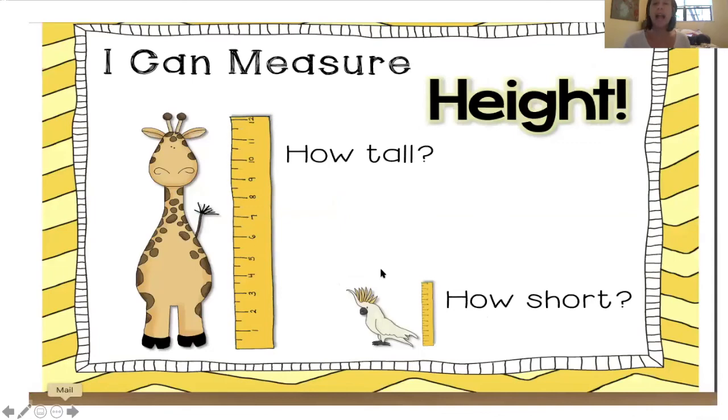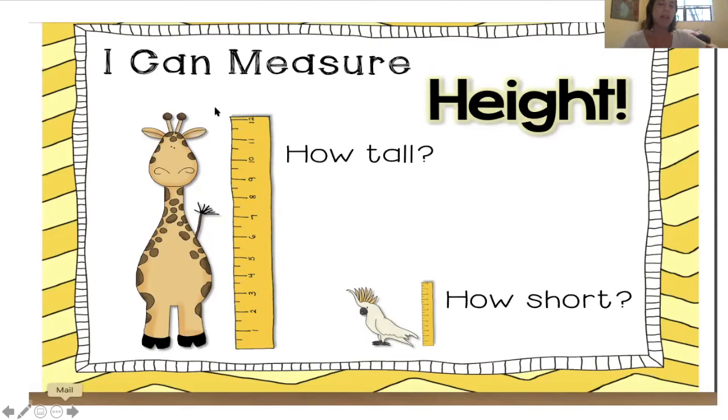All right, now we are learning about height. Height is how tall something is. Do it with me. Height, how tall something is. Now we're measuring it. We're not measuring the length, we're measuring height. Okay, he is measuring height. I can measure height. Height, how tall something is. So it goes from top to bottom.